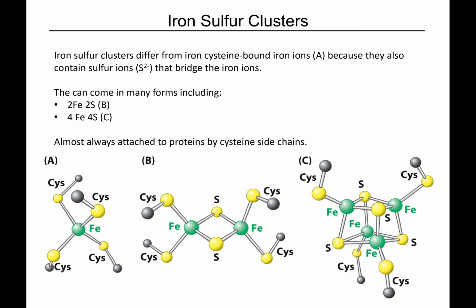Functionally, they all serve the same role. They're all able to accept 1 electron and then donate 1 electron. So they are single electron carriers. Energetically, the difference is that the reduction potential of the 2 iron 2 sulfur cluster is different than the average potential of a 4 iron 4 sulfur. It is more favorable to reduce a 4 iron 4 sulfur than it is a 2 iron 2 sulfur. And that's going to be important in the order of these things when we're thinking about our electron transport chain.